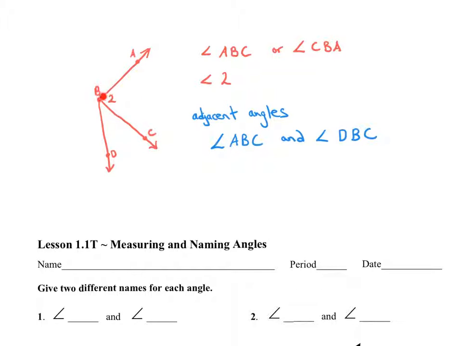Angles ABC and DBC are adjacent because they share the ray BC.